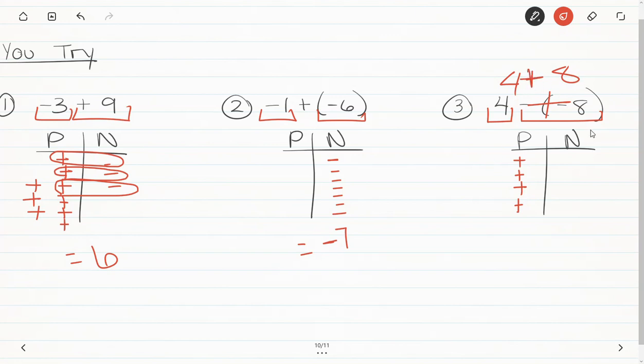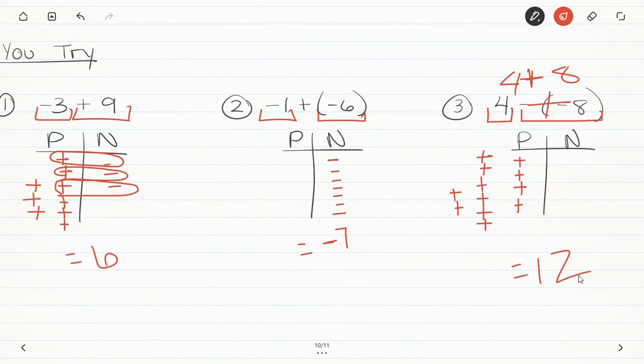So that means the 8 is positive, so I need to put 8 more positives on the positive side: 1, 2, 3, 4, 5, 6, 7, 8. There's no negatives to cancel out. So now I just have to add them all together: 1, 2, 3, 4, 5, 6, 7, 8, 9, 10, 11, 12. So my answer for this one should have been 12.